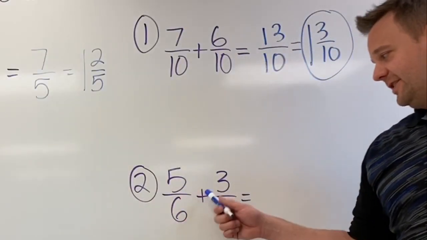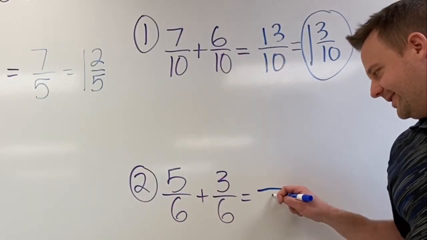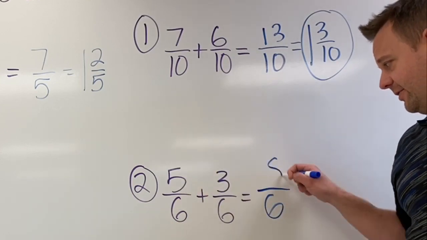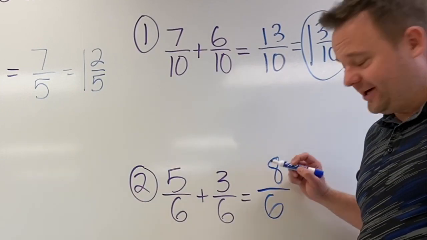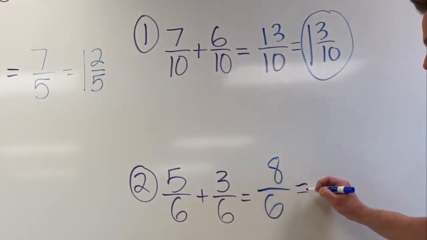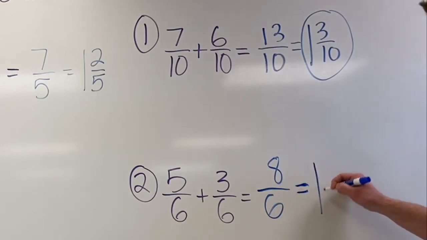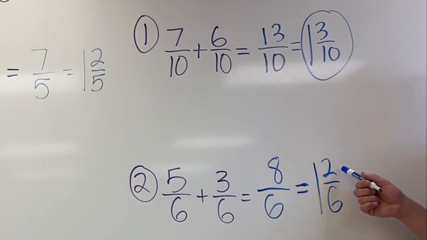Let's do 5/6 plus 3/6. So we remember when we add fractions, the denominator stays the same. And then we get 5 plus 3 is 8. So we have 8/6. This is an improper fraction because the numerator is greater than the denominator. And 6 goes into 8 how many times? That's right, once, with 2 left over out of 6. Hey, look, 1 and 2/6.